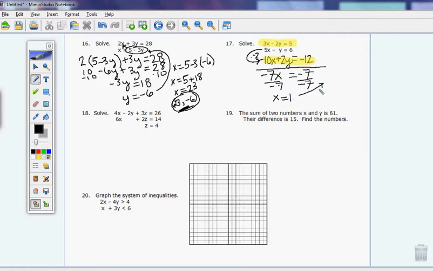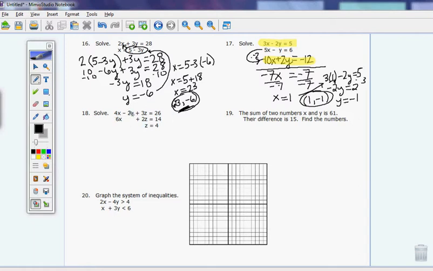And then taking this and plugging it into any of these equations you want to, I'll pick the top one. 3 times 1 minus 2y equals 5. That's really just 3. So when we subtract 3 from both sides, we get negative 2y equals 2, and then a y value of negative 1 when we divide both sides by negative 2. So the answer to this one is 1, negative 1. And again, we could plug them in and check.